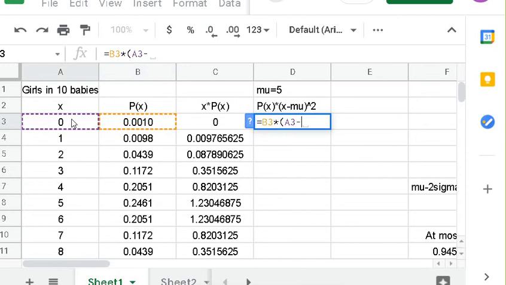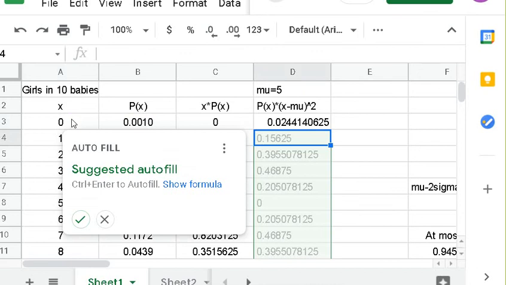Now for mu, I gave you some advice. Who remembers that? What was the advice I gave you when working with mu? Yeah, actually type in the number for mu here in this formula. So that number was 5 raised to the second power, like that. So I'll leave that formula up there for a moment for you to catch up to it. So B3 times left parenthesis A3 minus 5, right parenthesis squared. And for that first one, it gave me 0.0244.